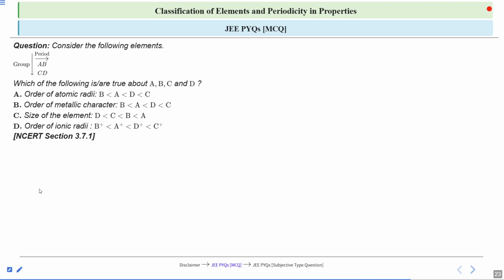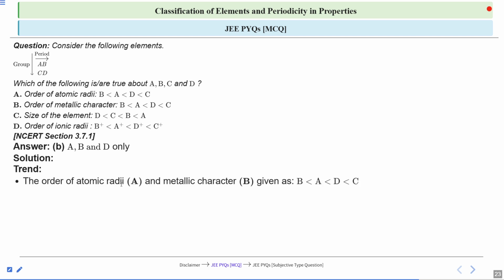So what we can say? That A, B, and D are only correct. And why is it so? Because according to the general trend, the order of atomic radius and metallic character will be given by BADC. So we have not talked about the metallic character.